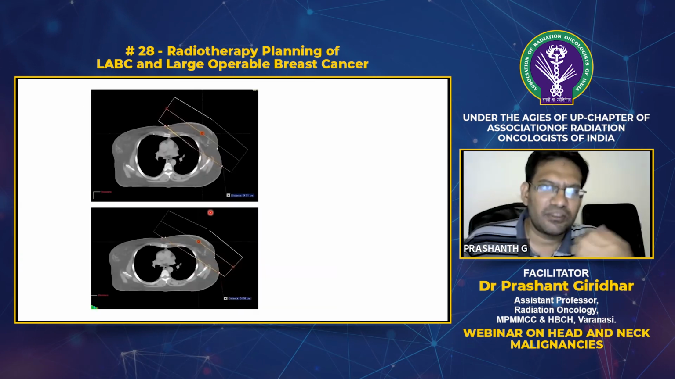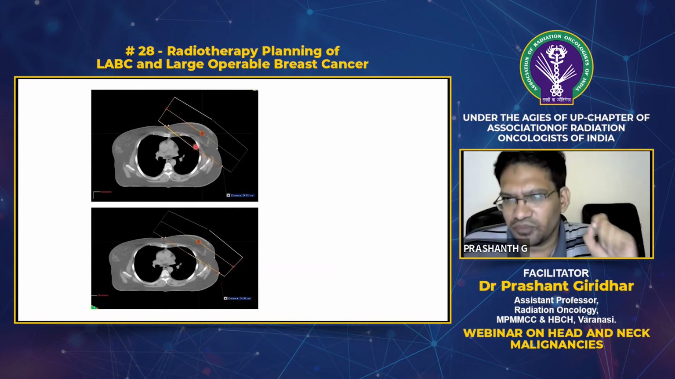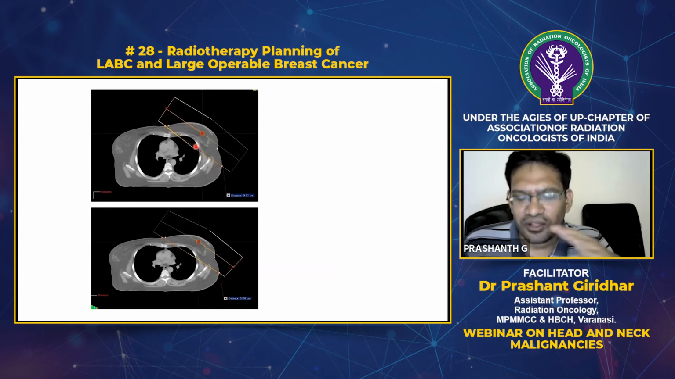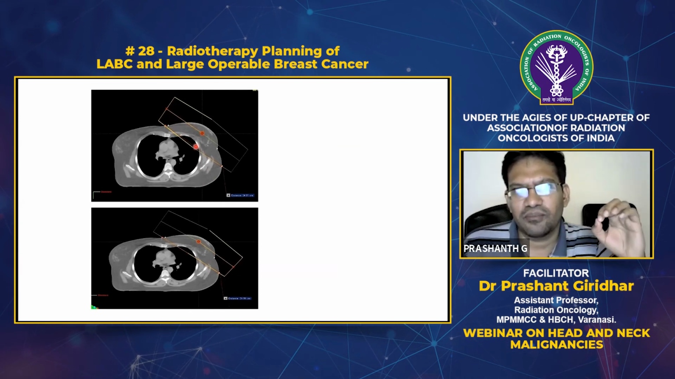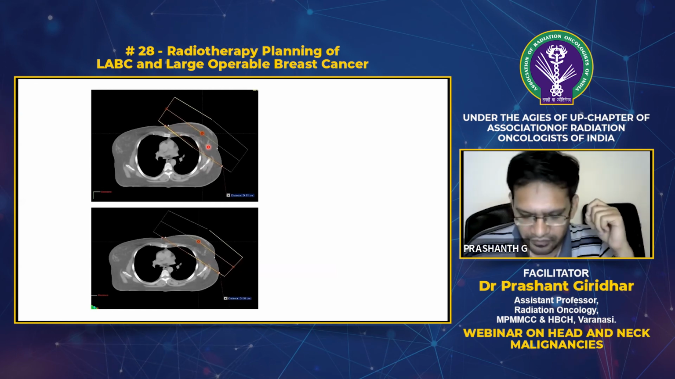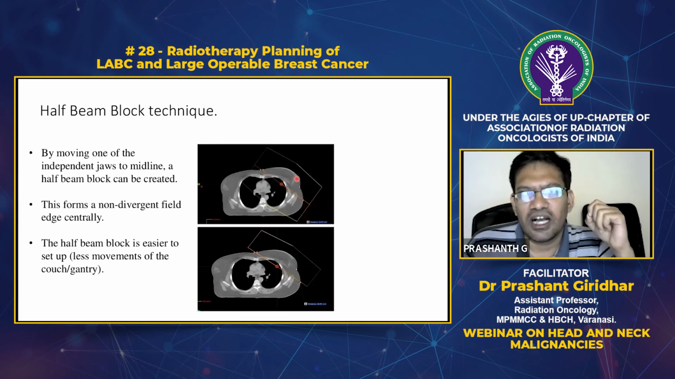The planning that I explained to you has already circumvented this problem of divergence of beams, because we are rotating the X-ray simulator to an angle such that all three wires are seen parallel to each other. Now, there is another way by which you can circumvent this. That is by using a half beam block.